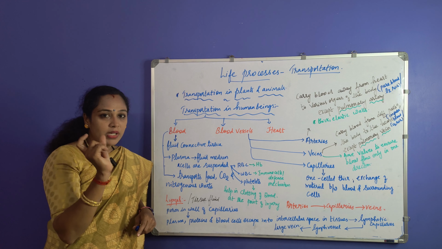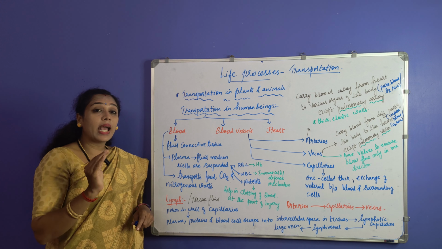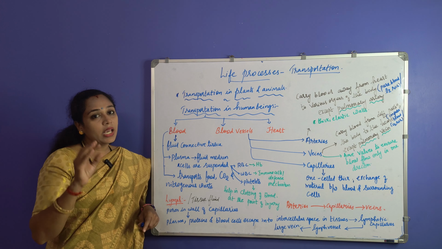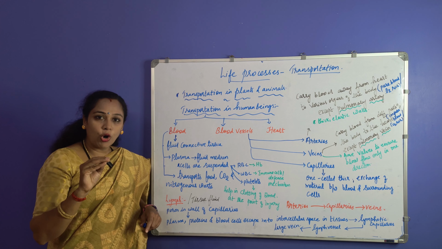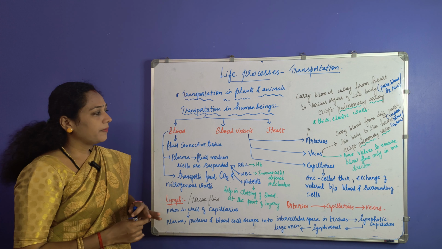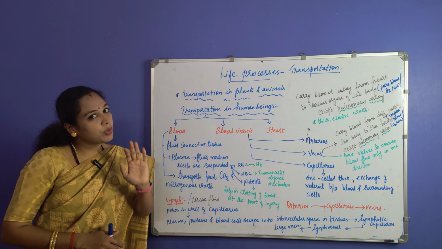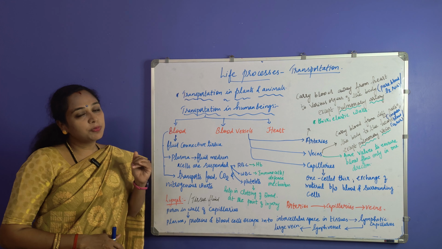I told you already, pulmonary is the word that denotes the to and fro with the lungs. All the veins carry impure blood except the pulmonary vein, which carries pure or oxygenated blood that is coming from the lungs. So the pulmonary vein carries pure blood.